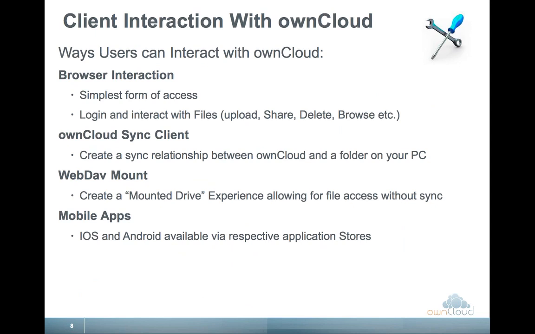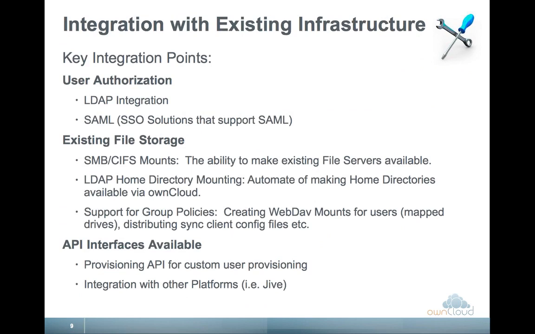And then finally, the mobile apps. Again, users can access their files through the mobile apps. If they have something like Quick Office on their mobile device, they can manipulate Word files, Excel, and PowerPoints, save that, and it will get pushed back up to ownCloud. So from that user experience perspective, those are the ways your end users will get started with ownCloud.